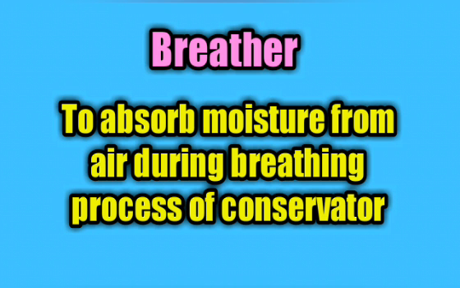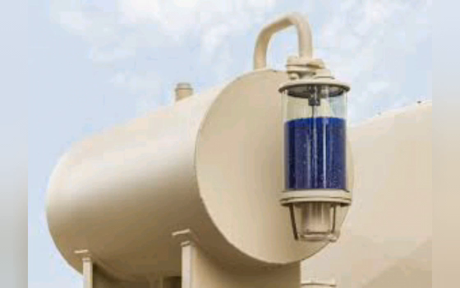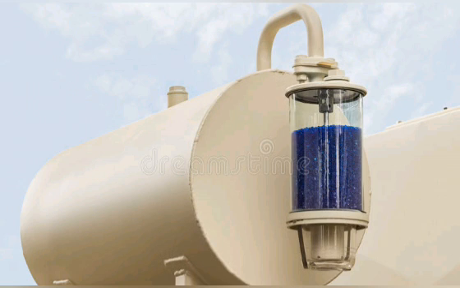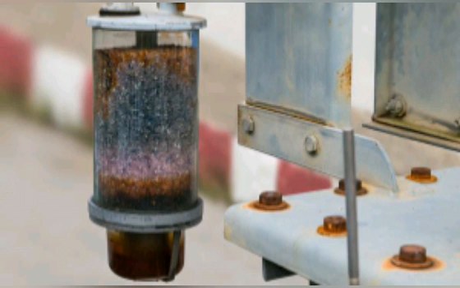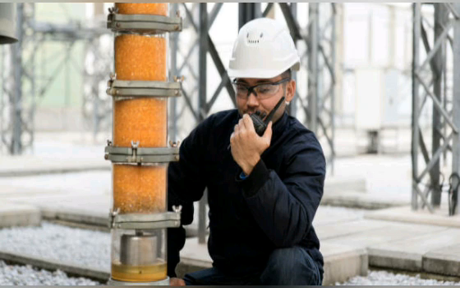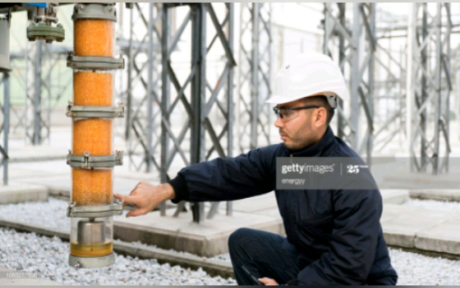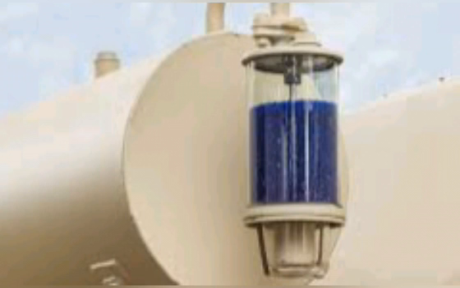Function of breather is to absorb moisture from air during the breathing process of the conservator. Breather consists of silica gel crystals impregnated with cobalt chloride. It removes the moisture from the incoming air. The silica gel is blue when it is dry and it is pink when it is damp. Silica gel is checked regularly and replaced soon after its color changes from blue to pink.